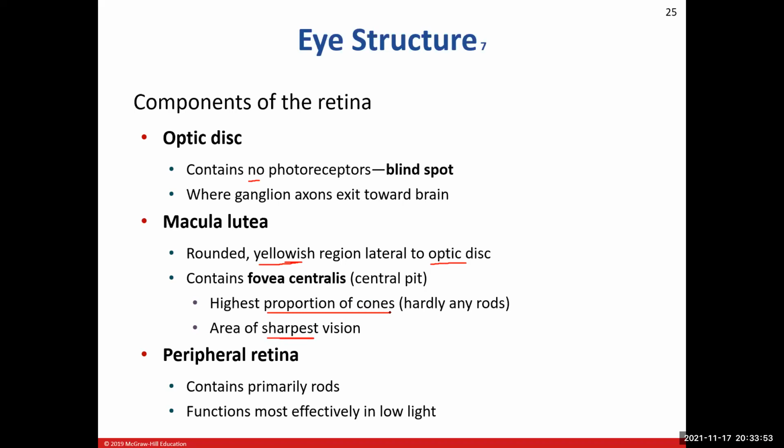Rods cannot tell the difference between colors. Rods work the best in dim light, and they're not very good.